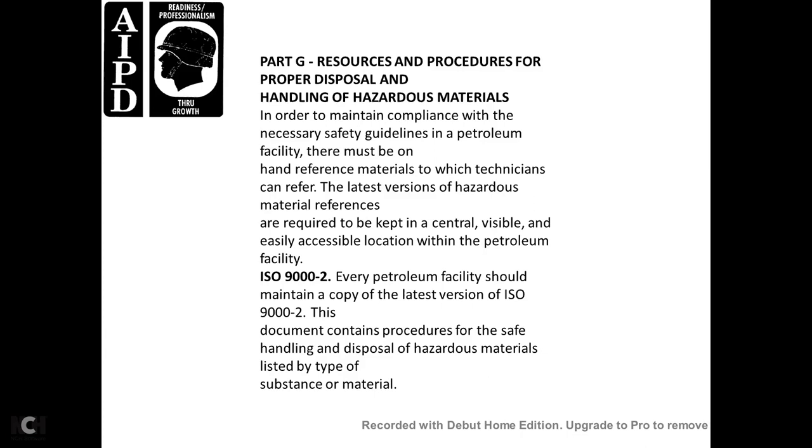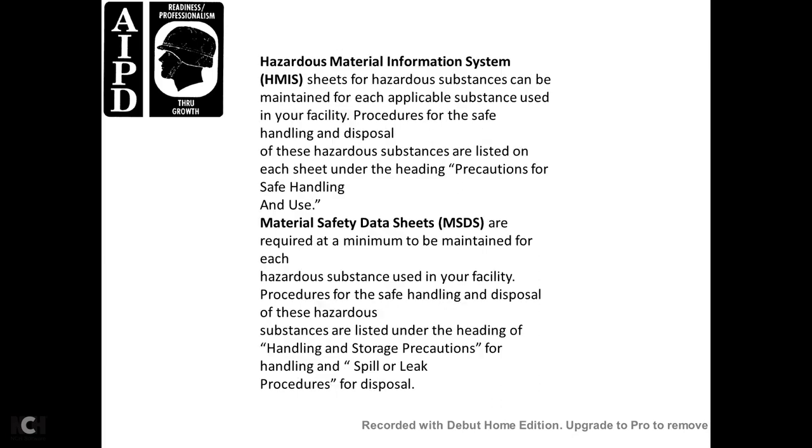procedures for safe handling and disposal of hazardous material, listed by type of the substance. Your Hazardous Materials Information System, the HMIS, sheets of the hazardous substance can be maintained with each applicable substance in your facility, proceed with the shape of the handling, disposal, with each of the hazardous safety listed on each of the sheets for the precaution for safe handling and use.